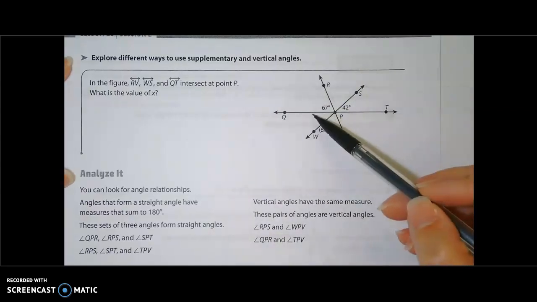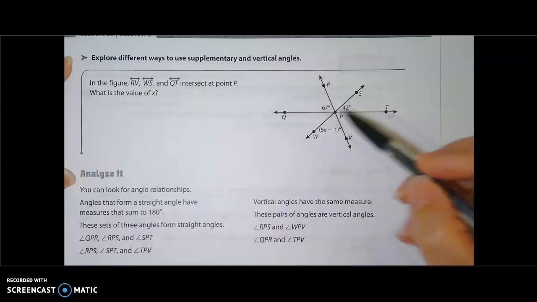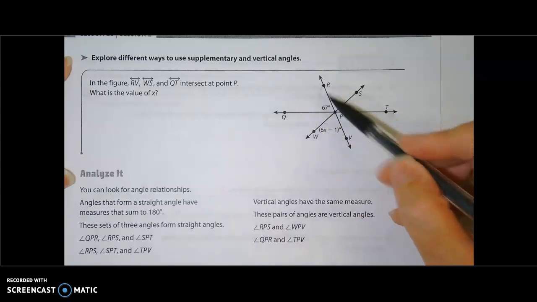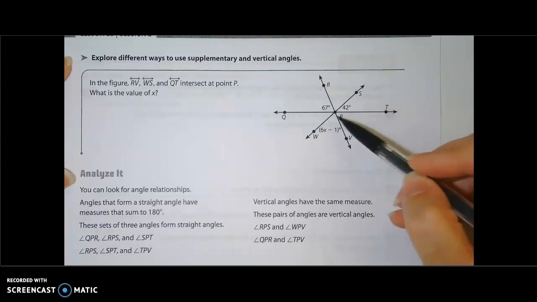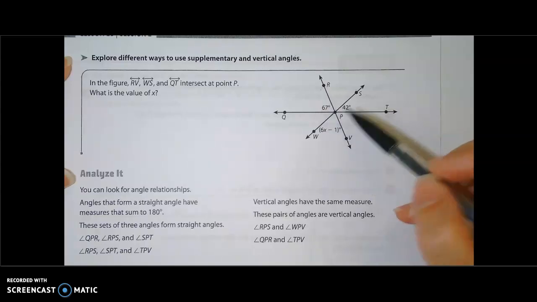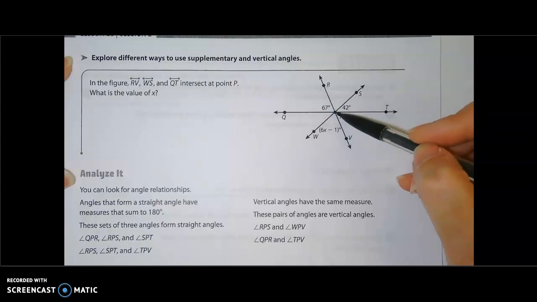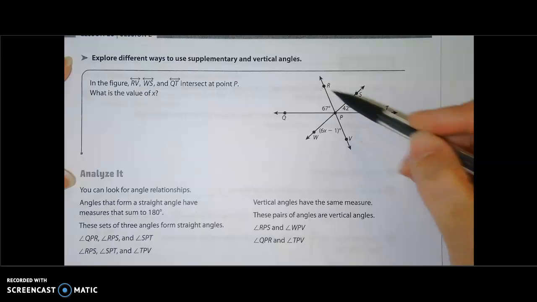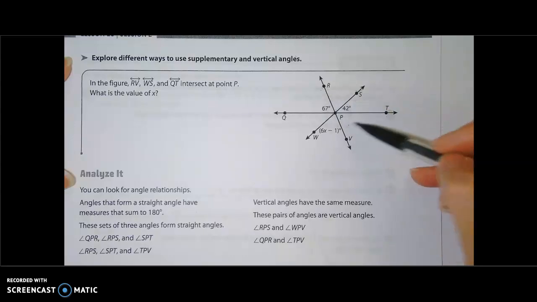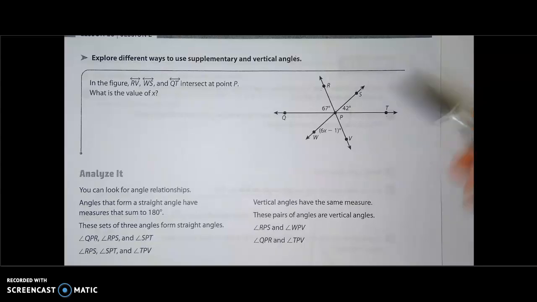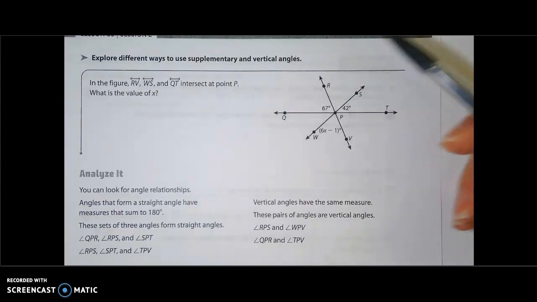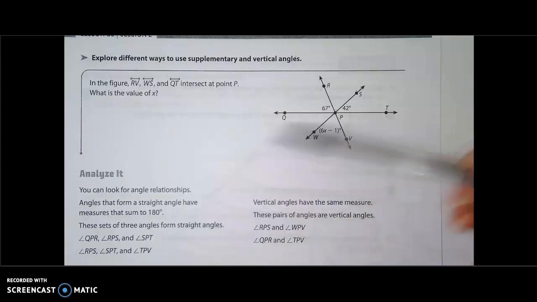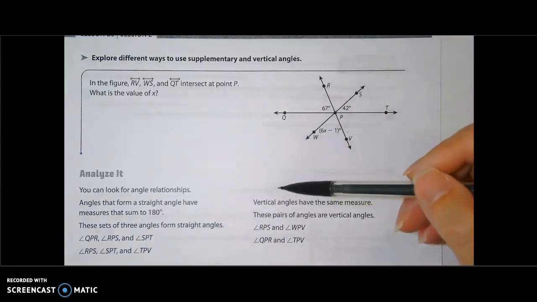Like here, they're talking about QPR, RPS, and SPT as they create this straight angle. They also bring up RPS, SPT, and TPV because they create this straight angle here. So that's why they're showing there is another set of angle pairs that we could use. But these are just two examples of where we could get straight lines and use 180 degrees.